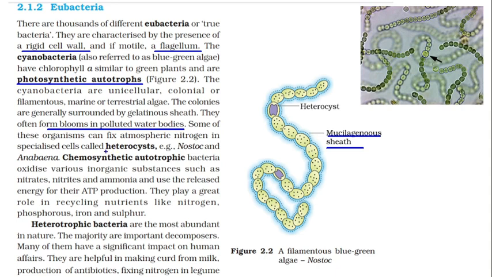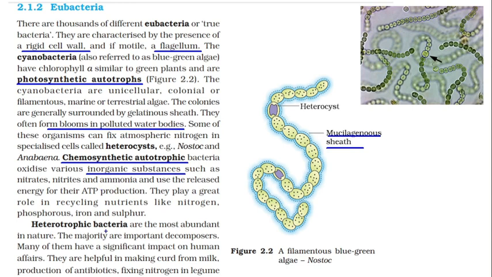Apart from this, there is a second category of bacteria which is known as chemosynthetic autotrophic bacteria. So chemosynthetic autotrophic bacteria use certain inorganic substances to make their food. Now this inorganic substance could be anything, maybe nitrate, nitrite, ammonia or any other thing.